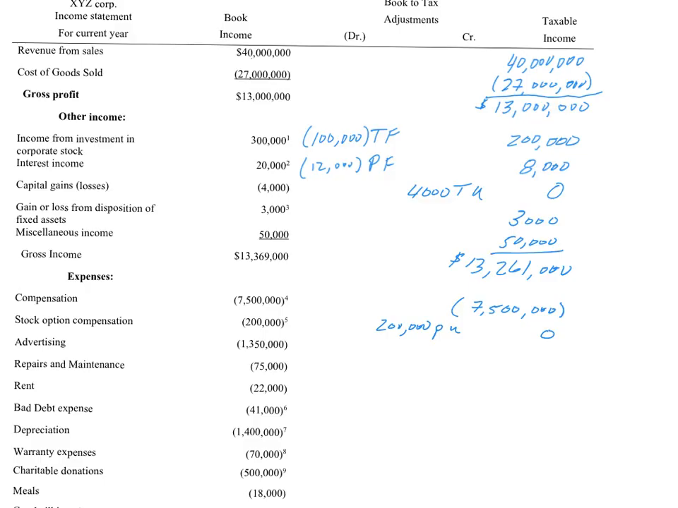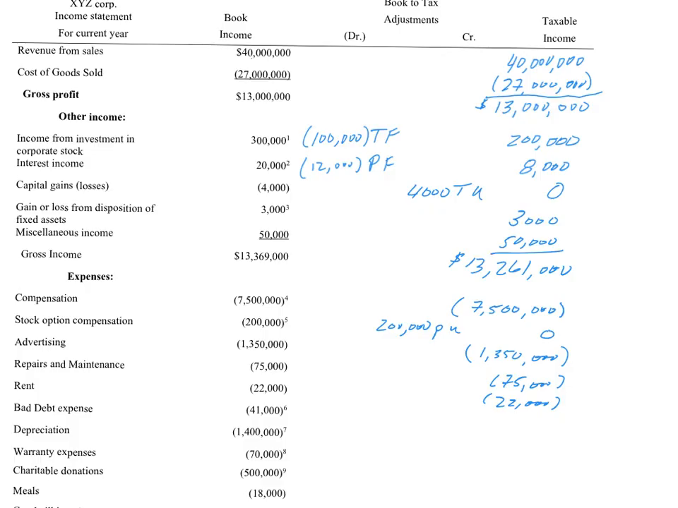All right, next up is advertising. We're not given any information that there's anything strange going on with advertising. Advertising is absolutely deductible for tax purposes, so it does not generate any kind of difference. So we just move that same amount over. Repairs and maintenance, same deal. Absolutely deductible for tax purposes. Rent, we're not told anything unusual is going on with rent.